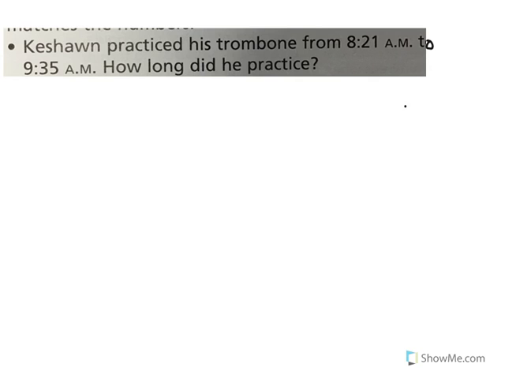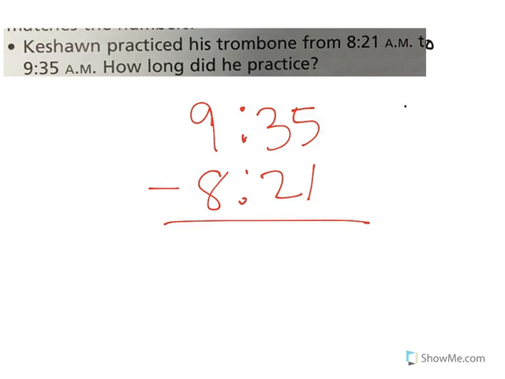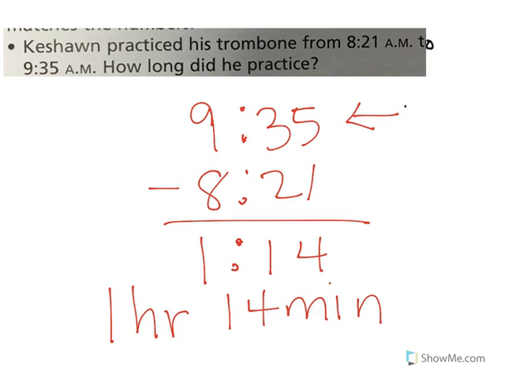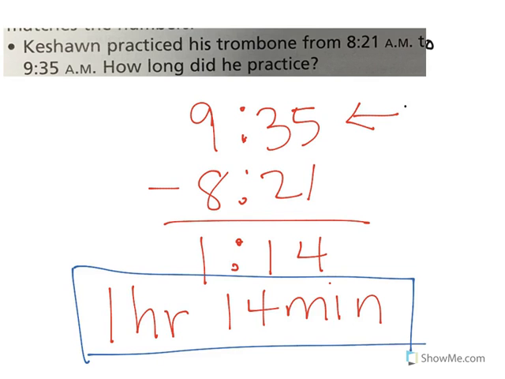How do you subtract? You subtract the minutes from the minutes and the hours from the hours, like this. Notice the later time is the time we're subtracting from. Now we just do a regular subtraction problem. 5 minus 1 is 4, 3 minus 2 is 1, 9 minus 8 is 1. So we know that Keyshaw practiced for 1 hour and 14 minutes. I would write that like this: 1 hour, 14 minutes.